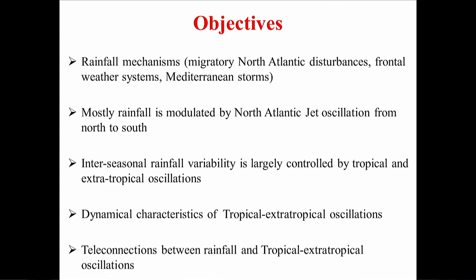Our objective is to see how this migratory North Atlantic disturbance, frontal systems, and Mediterranean storms can impact our rainfall mechanisms and how they are modulated by some large-scale patterns. In fact, most rainfall is modulated by the North Atlantic jet oscillation from north to south, and there is a kind of seasonal variability which is controlled by this tropical-extratropical oscillation. We want to understand how this tropical-extratropical oscillation has an impact on the atmospheric dynamics of Morocco.